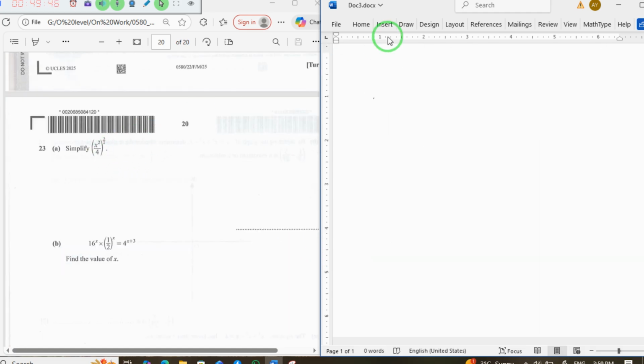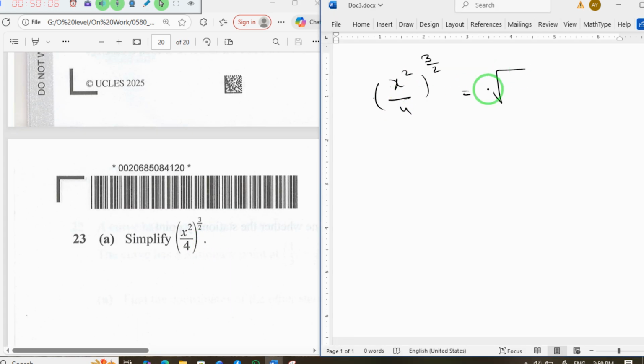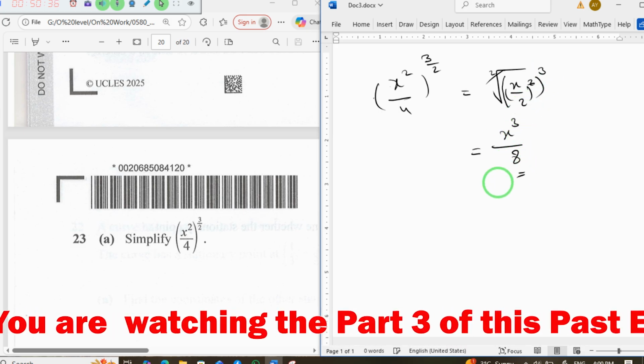Simplify the square over 4 to the power of 3 over 2. We simplify here. First we write a square, x over 2 to the square to the power of here. The numerator we write as 3 and the denominator as degree 2. Then we simplify 2 by 2. Actually the answer is x cubed over 2 to the power of 3, which is 8. This is the answer, part A.